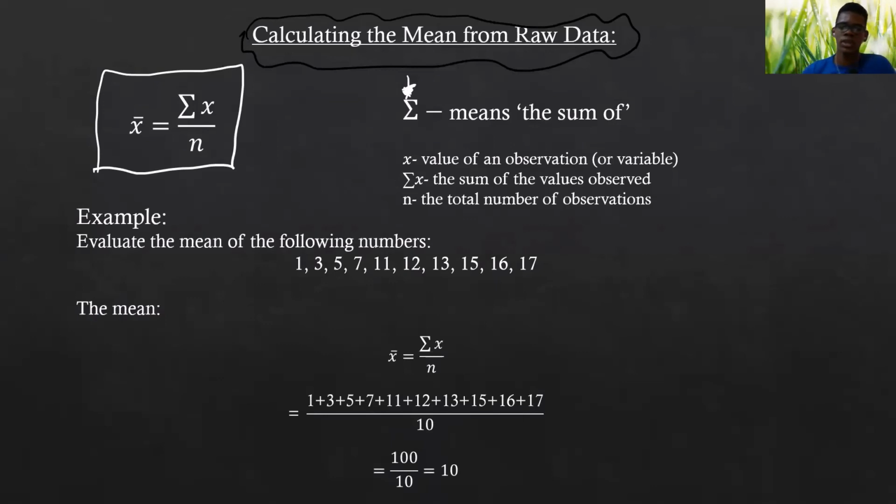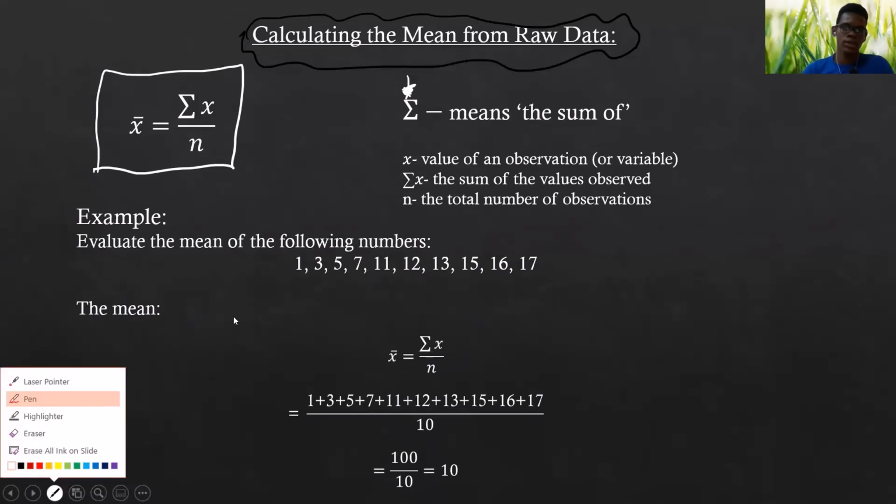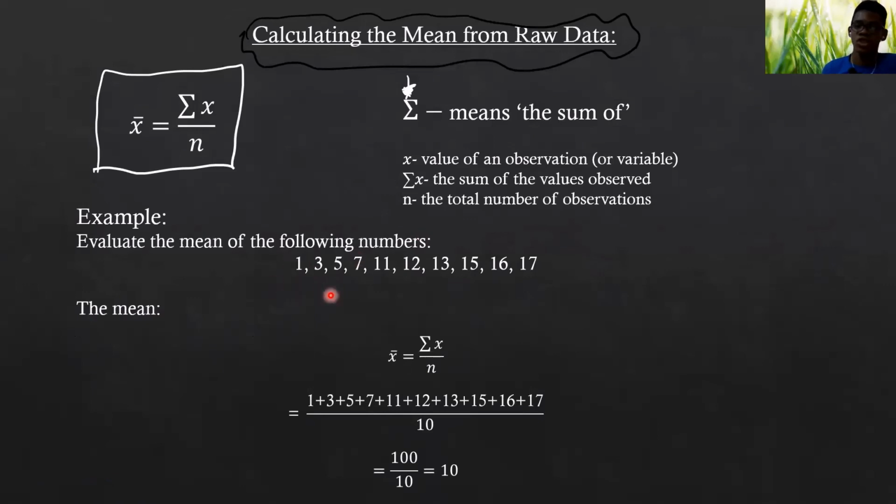Good. So right here you have an example. This is our raw data. Remember, our raw data is just a list of numbers. We haven't put it on a graph or on a frequency table, right? This is what we call our raw data. In the raw data are a list of observations: 1, 3, 5, 7, 11, 12, 13, 15, 16, and 17.